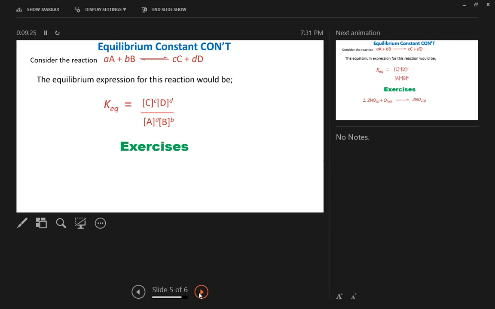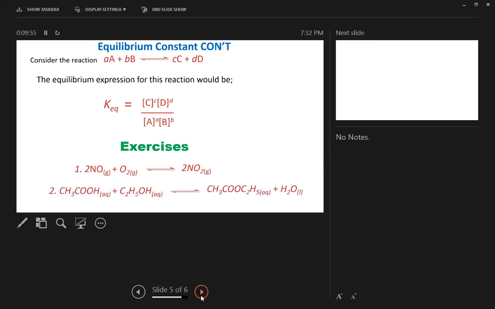Now, this is an exercise we need to try to put our hands on and see if we actually understand this concept. First, we're going to be looking at the first expression: 2 moles of NO in gaseous form reacting with oxygen to give us 2 moles of NO2 in gaseous form. What is going to be the equilibrium constant for this expression? I expect a feedback from you.